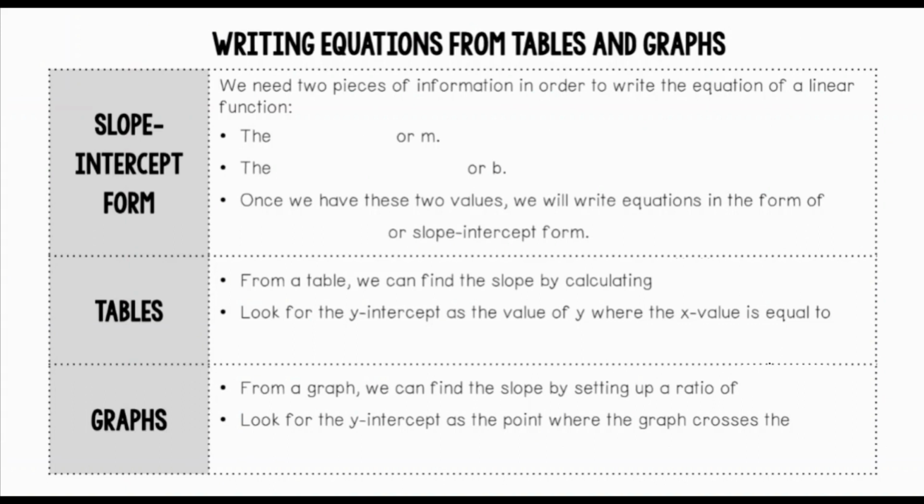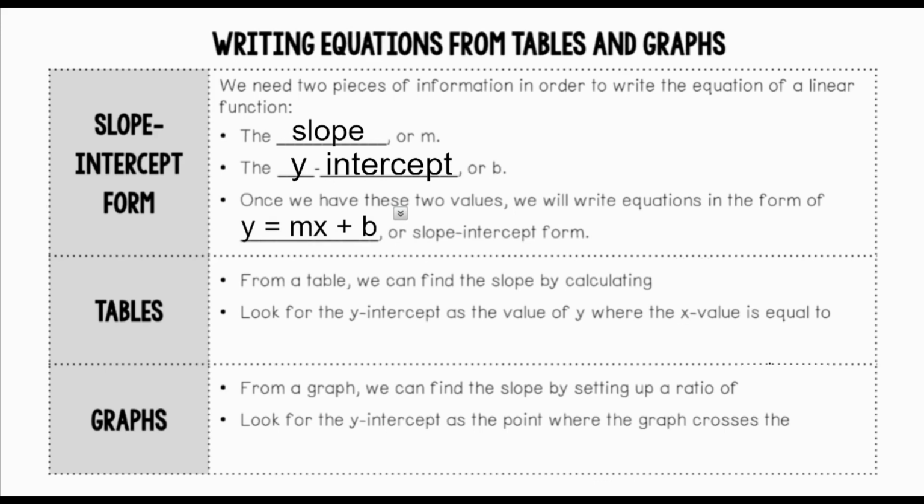So we need two pieces of information in order to write the equation of a linear function: the slope, or m, and the y-intercept, or b. Once we have these two values, we write equations in the form y equals mx plus b, or slope-intercept form.